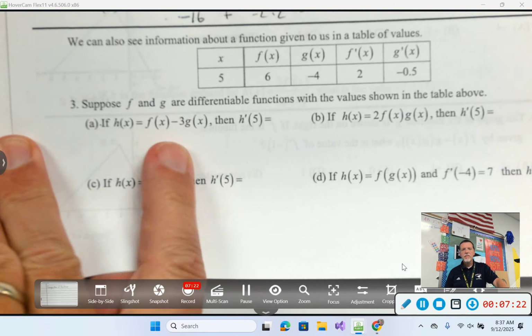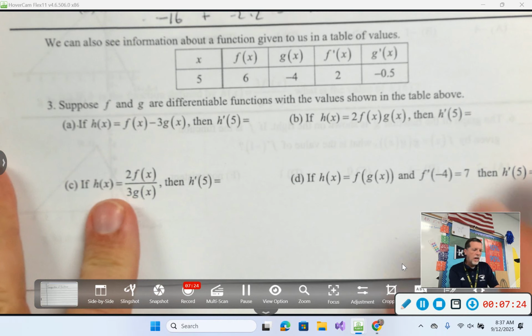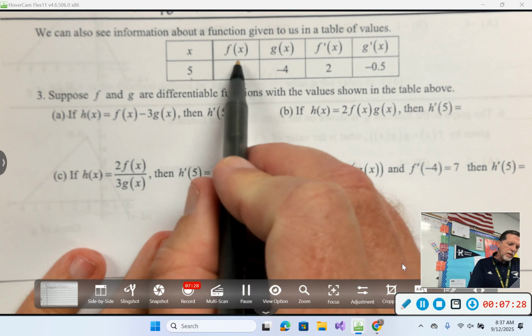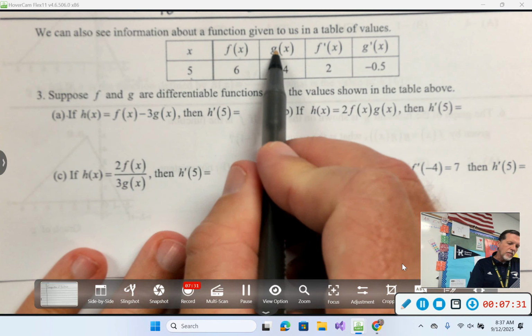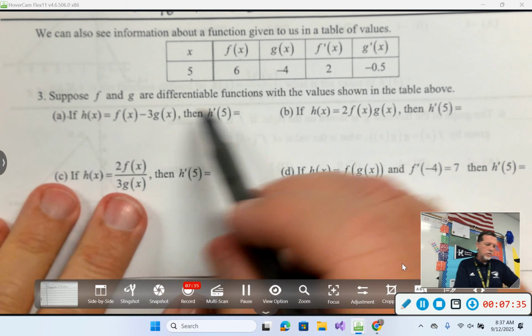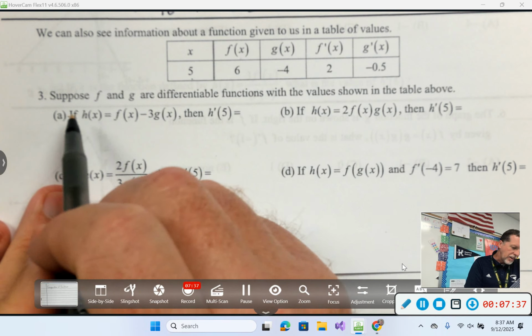Number 3 here. Now we've got a table. They've given me x, and they've given me a function value at f, a function value at g, and then the derivatives at f and at g. So let's see how we put all this stuff together.